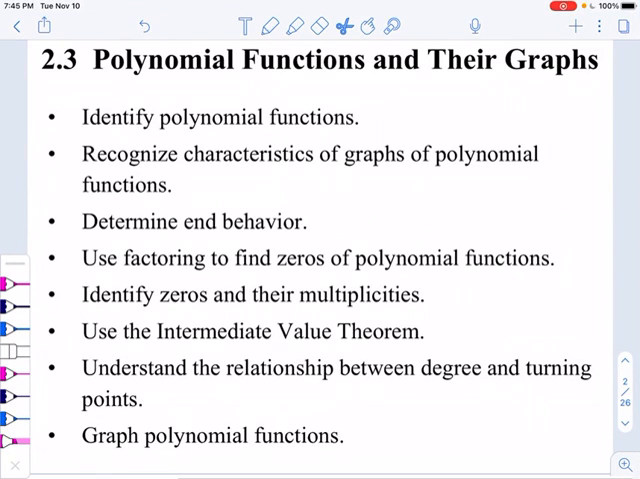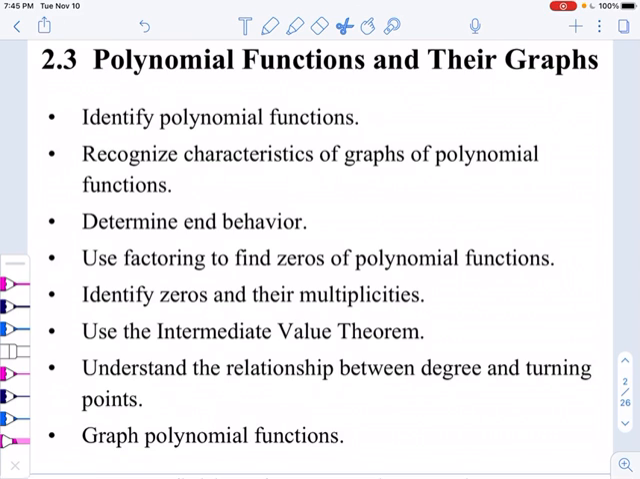Looking at section 2.3, polynomial functions and their graphs. We are going to split the section over multiple videos. So we're going to look at identifying polynomial functions, recognizing characteristics of graphs of polynomial functions, determining end behavior, using factoring to find zeros of polynomial functions, identifying zeros and their multiplicities, using the intermediate value theorem, understanding the relationship between degree and turning points, and graphing polynomial functions.